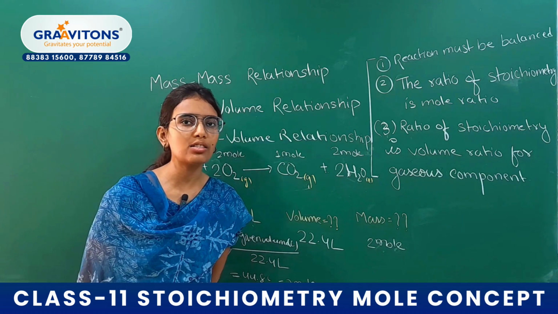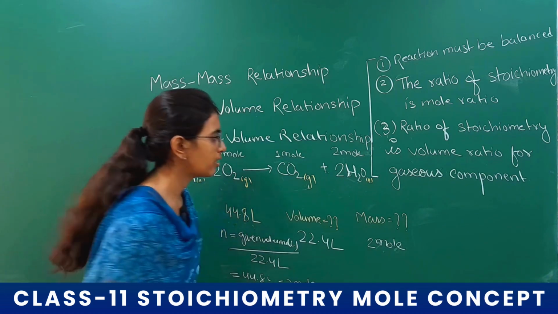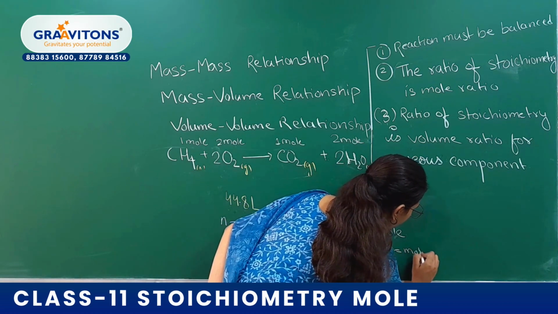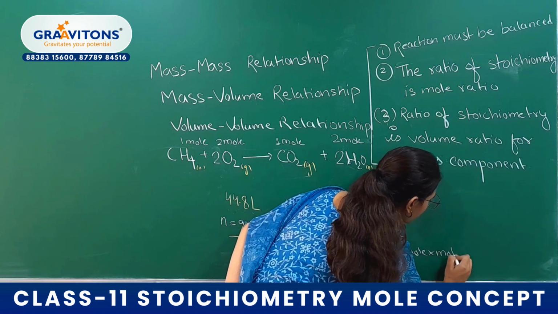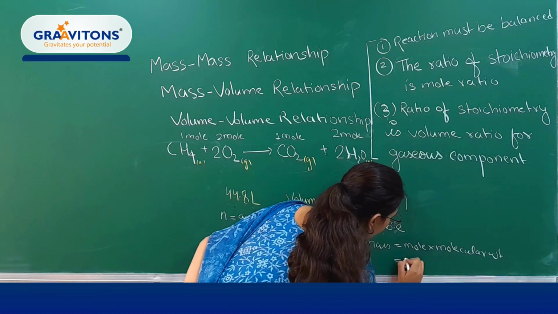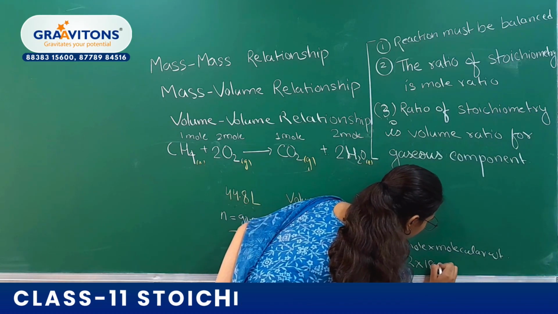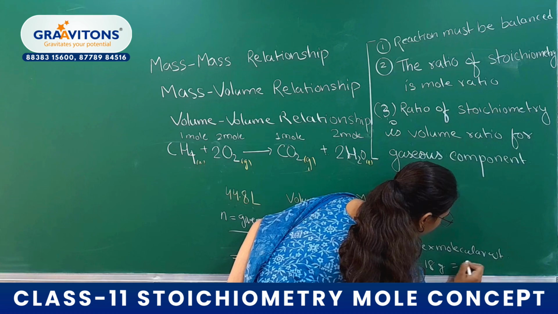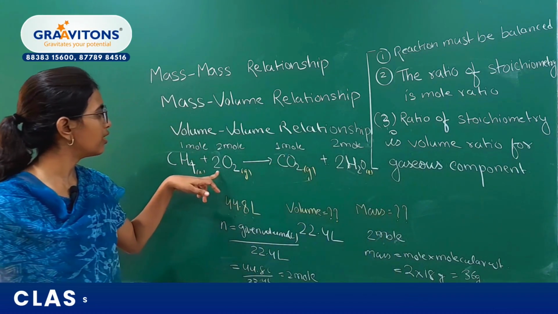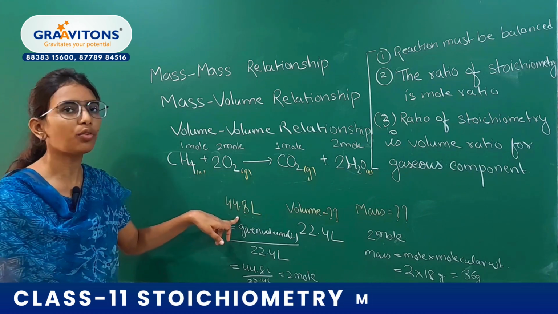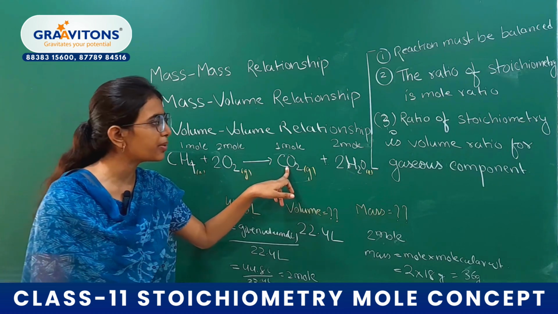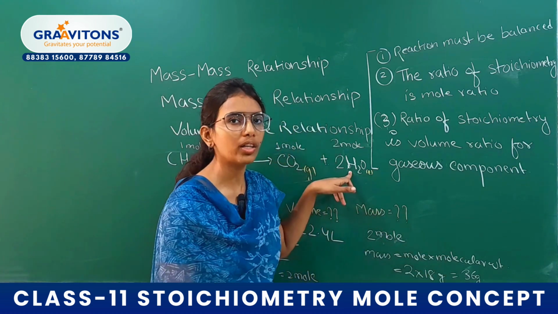We know that mass is equal to mole into molecular weight. What is the molecular weight of water? It is 18. So it will be 2 into 18 grams, which is 36 grams. It means that on burning CH4 in the presence of 44.8 liters of O2, 22.4 liters of carbon dioxide gas will be produced and 36 grams of water will be produced.